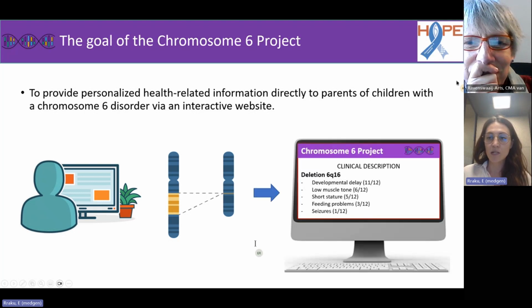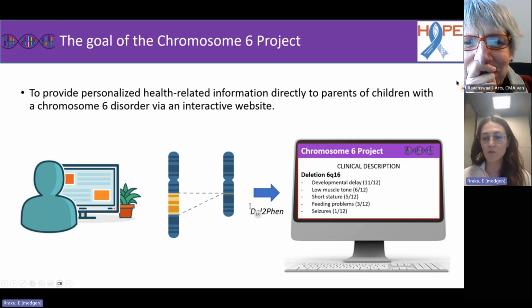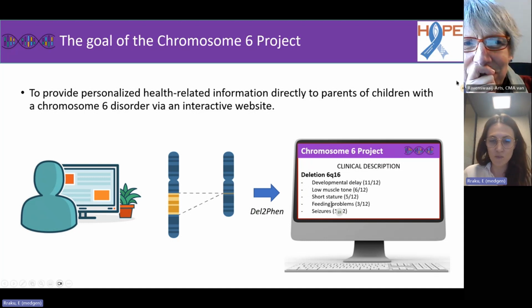And the website will then give you a list of health issues or characteristics that are seen in children with a similar chromosome 6 aberration, which are included in our database. Together with our bioinformatics department, we have been working on creating a smart analysis tool, which we call del2phen, deletion to phenotype, that will make it possible to go from the aberration, which currently we're working on deletion, so that will be a deletion. And so it will go from the specific deletion to the phenotype, so to this list of features.